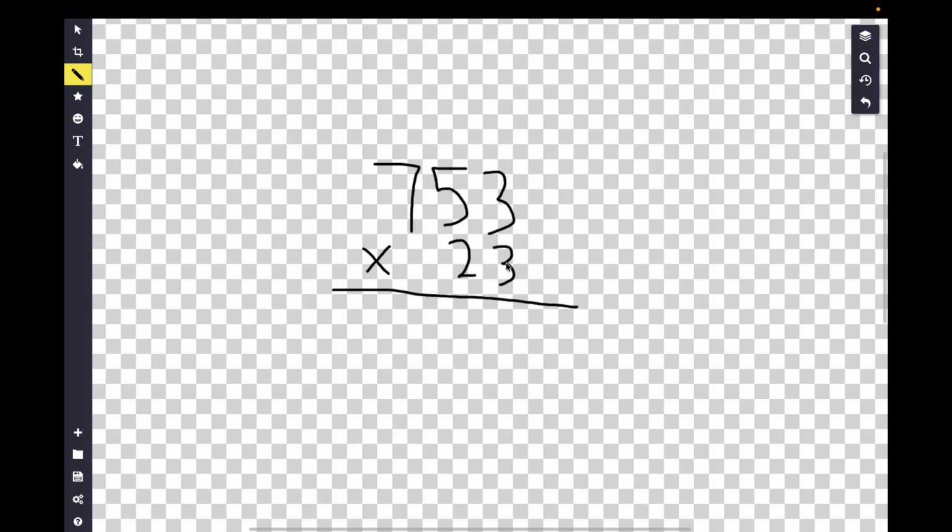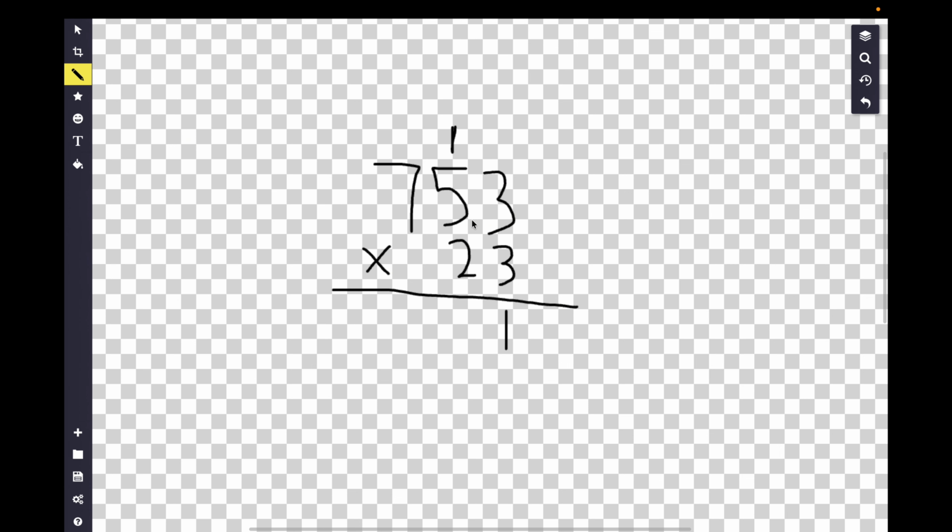So 3 times 3 is 9, but 9 is not a valid digit in base 8. So 9 minus 8 is 1, and since 9 goes over 8 by 1, we put a 1 there, and then we carry over a 1 here.